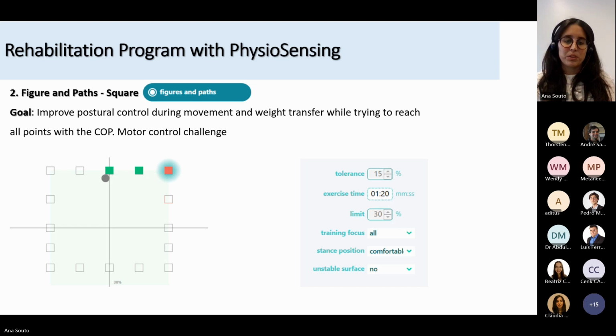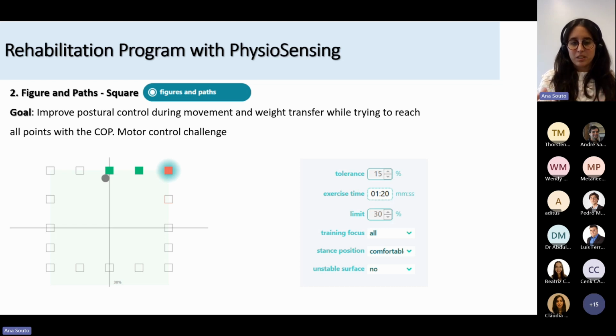And so with time we can increase the value here. Increasing the limits of stability will mean that the patient will have to do a wider movement with the body, so the area of the square will increase. Then again, the training focus. Here, we can change this also. For example, if you want to just stimulate weight transfer and movement towards a specific side, you can select it.